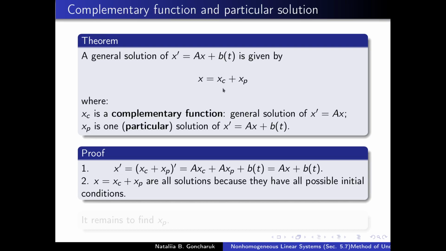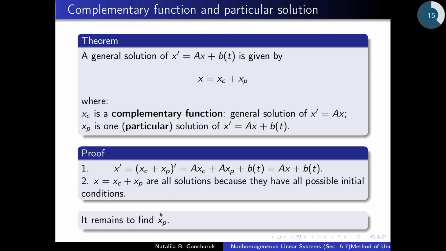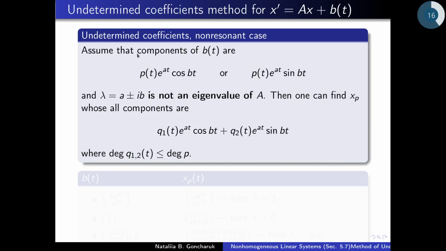We can find xc by solving the homogeneous part. The only thing to find is one particular solution of the equation. It remains to find just one solution of the non-homogeneous equation. The undetermined coefficients method gives hints how to find it.